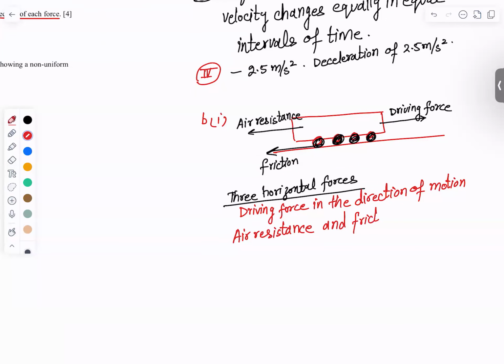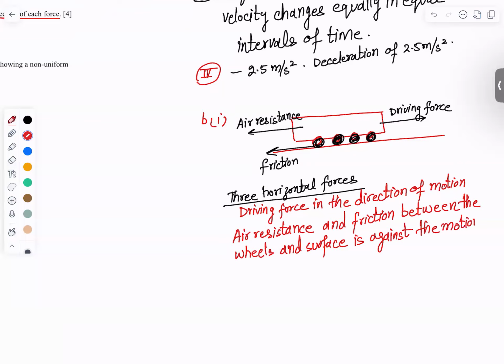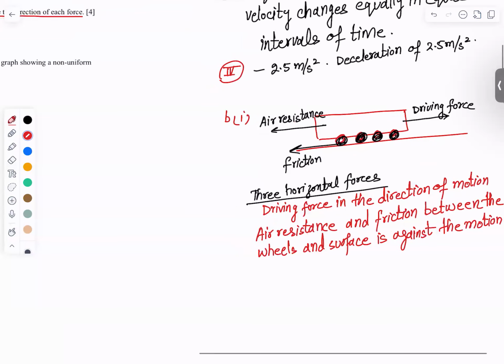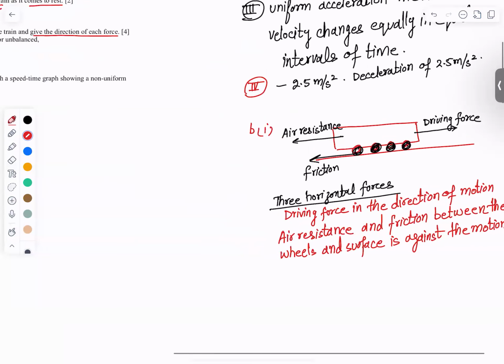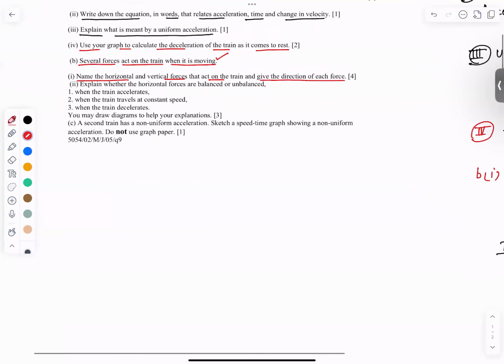Friction between the wheels and surface is against the motion. So the force that is in the direction of motion is the driving force, and the friction with the surface and air resistance is against the motion.